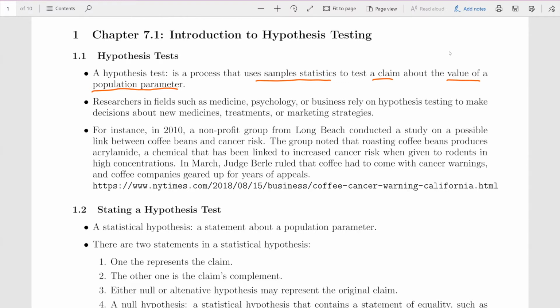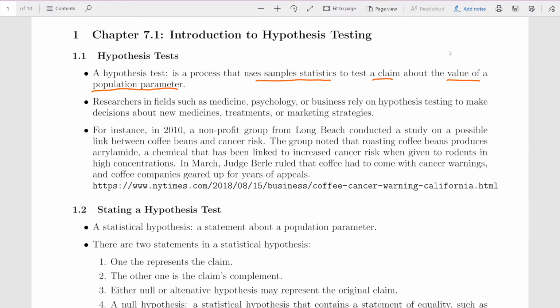In different fields, such as medicine, psychology, or business, researchers heavily rely on hypothesis testing to make decisions about new medicines, new treatments, or new marketing strategies.